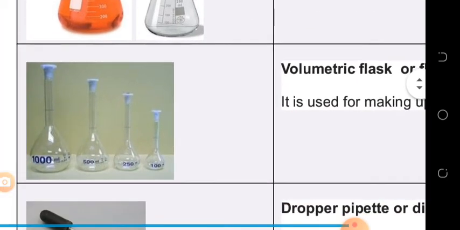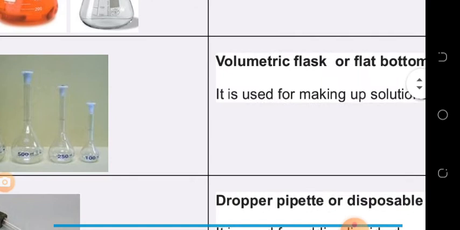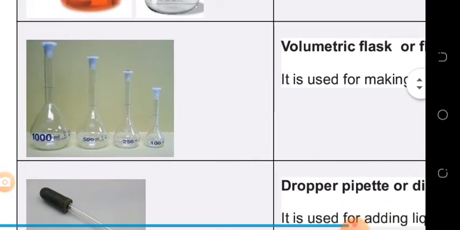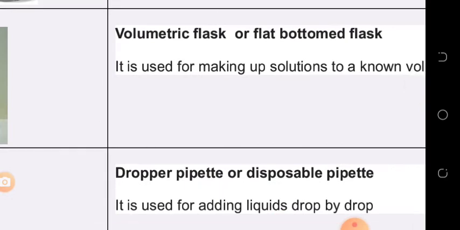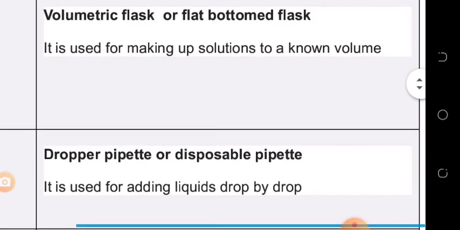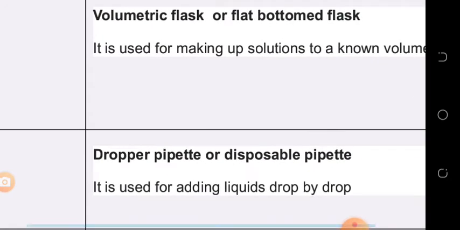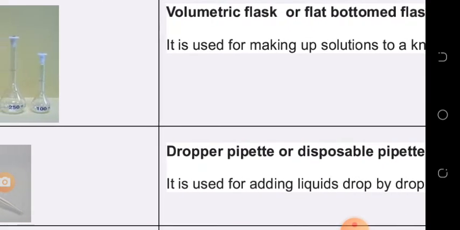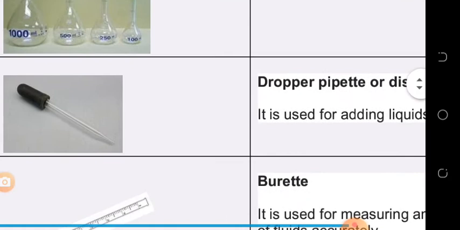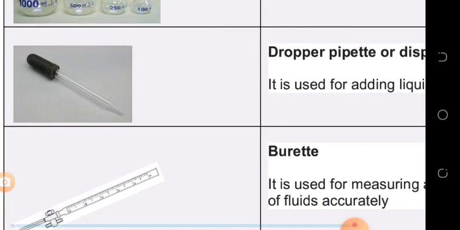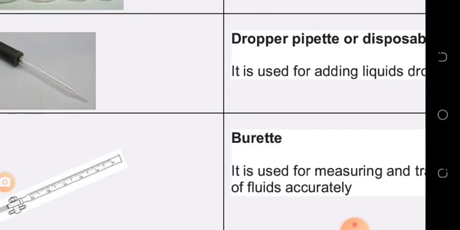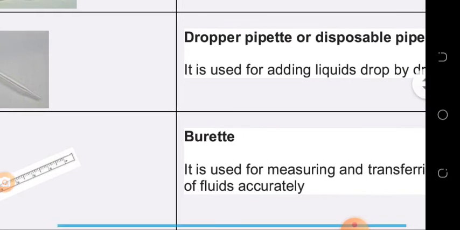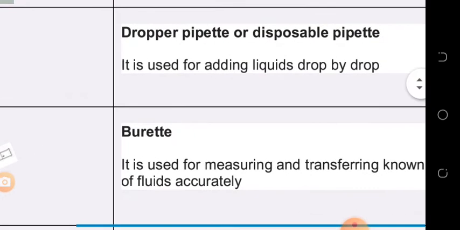We have this volumetric flask or flat bottom flask used for preparing or for making standard solutions, or used for making up solutions to known volume. So it means that when you want to prepare a standard solution, you are supposed to use this volumetric flask. Dropper used for adding liquids drop by drop. So it means that it measures the number of drops which are needed during experiments. Dropper pipette or disposable pipette.